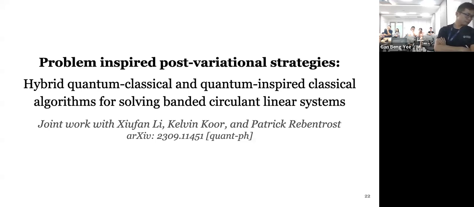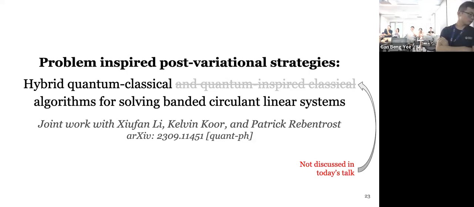Okay, so the note here is linear systems, so we know that there's already a problem or a Hamiltonian that we already fixed. So this could fall under the problem inspired spectrum of post-variational strategies. Unfortunately, due to time and relevance, we are not going to talk about the quantum inspired part. This is mainly focusing on the quantum classical part.